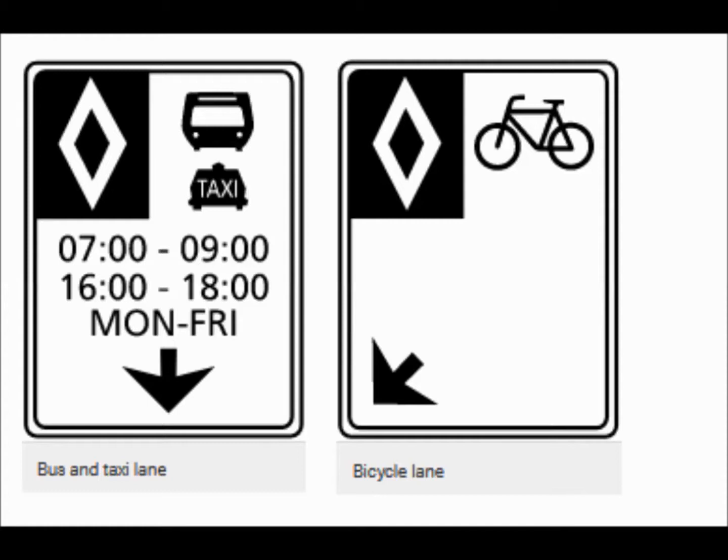A white rectangle with a black outline. In the top left corner is a black square. Inside is a diamond with a white outline and black interior. In the top right is a bicycle. In the bottom left, there is an arrow pointing left.